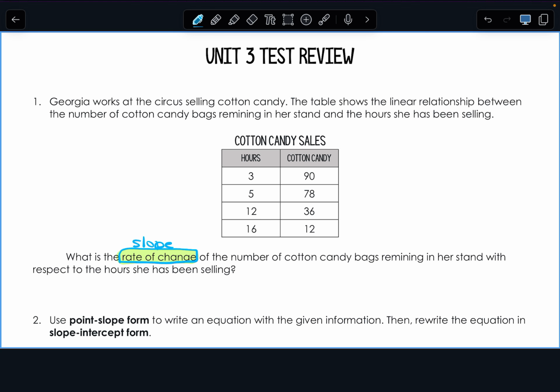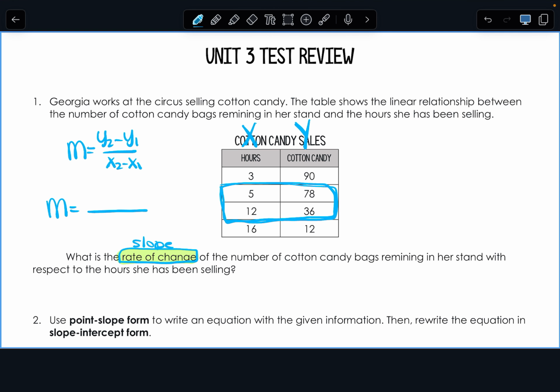X and Y. It's a table. Left side is your X values. Right side is your Y values. So your formula is Y2 minus Y1 over X2 minus X1. What 2 points do you want to use? 5, 78 and 12, 36. Okay, we're going to use the middle 2.